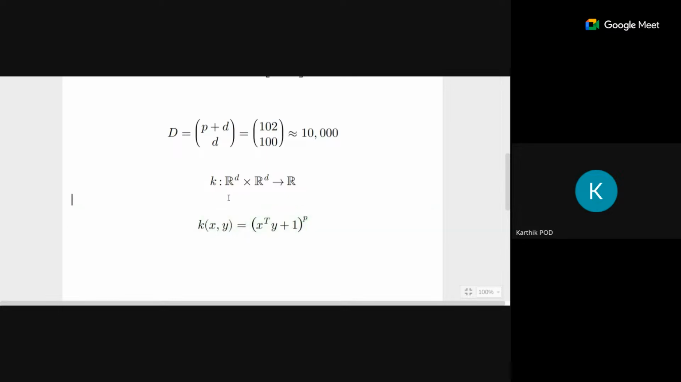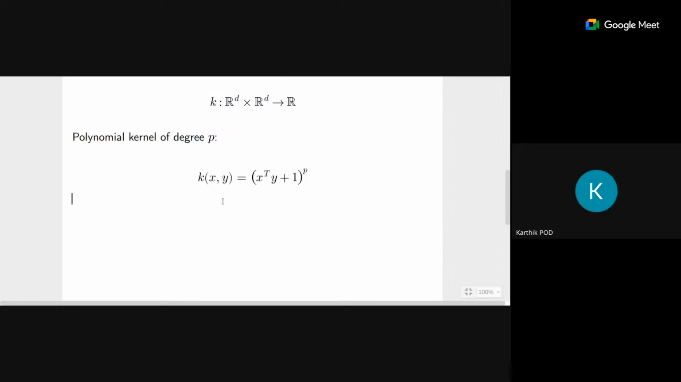So this is a polynomial kernel of degree p. This is how it looks. And specifically, let's take the case of (x transpose y plus 1) whole squared. This is the quadratic kernel.